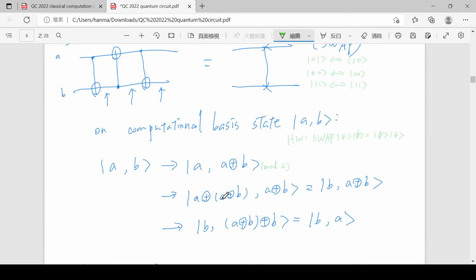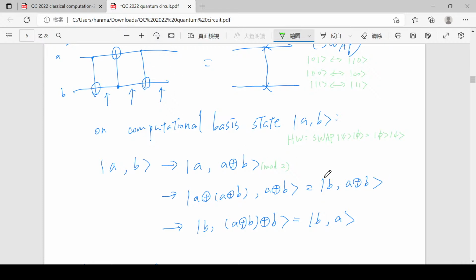This plus is basically plus mod 2, so you can add everything together, and A plus A is actually 0 because it's addition mod 2. So 1 plus 1 equals 2, which equals 0, and 0 plus 0 obviously equals 0. So A plus A is actually 0, and you just have B left over. Thus this time slice is equal to B and A plus B.